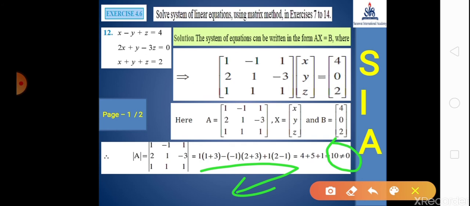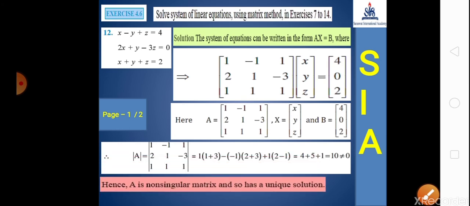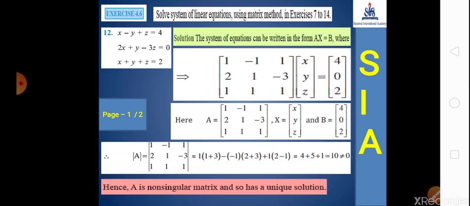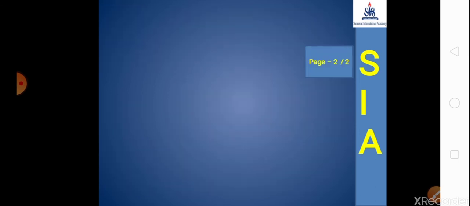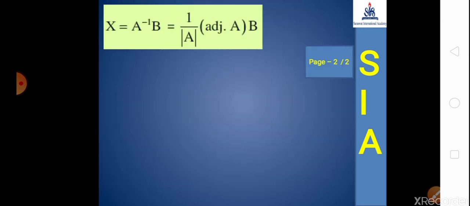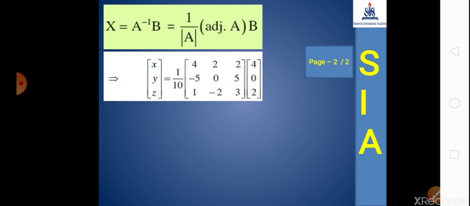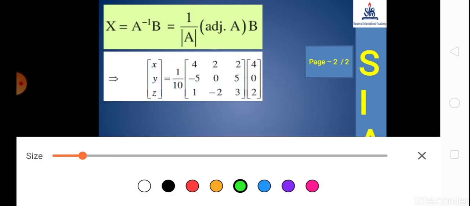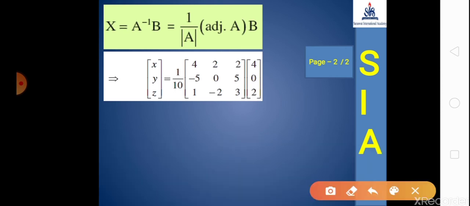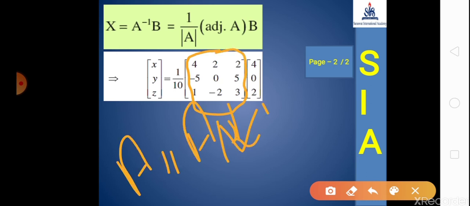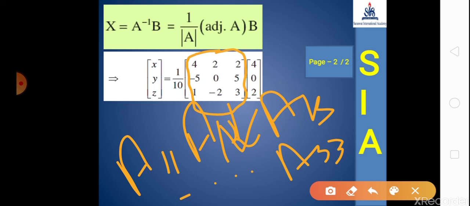So I just move ahead and write that hence A is a non-singular matrix and so has a unique solution. Means here three lines must intersect at one common point. Now I am going to the inverse process and the formula X is equal to A inverse B. Putting the determinant of A, and students, one more time I repeat, this value I directly wrote, you can calculate these side by side. These are all the cofactors. Cofactors means A11, A12, A13 up to A33. All cofactors I explained to you.